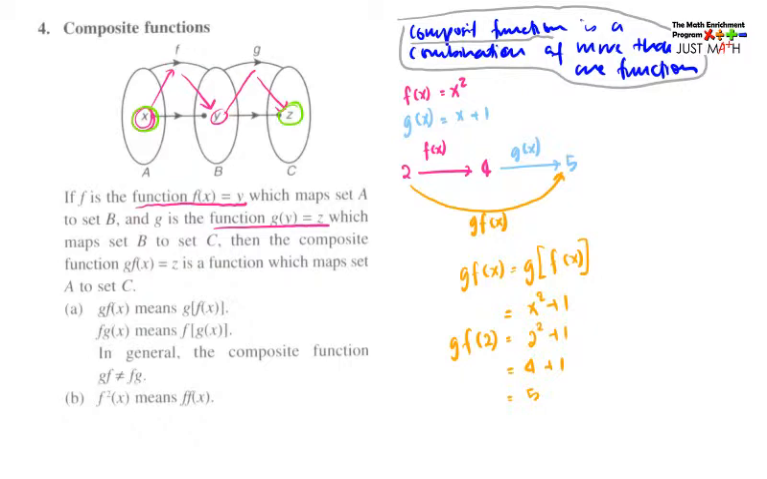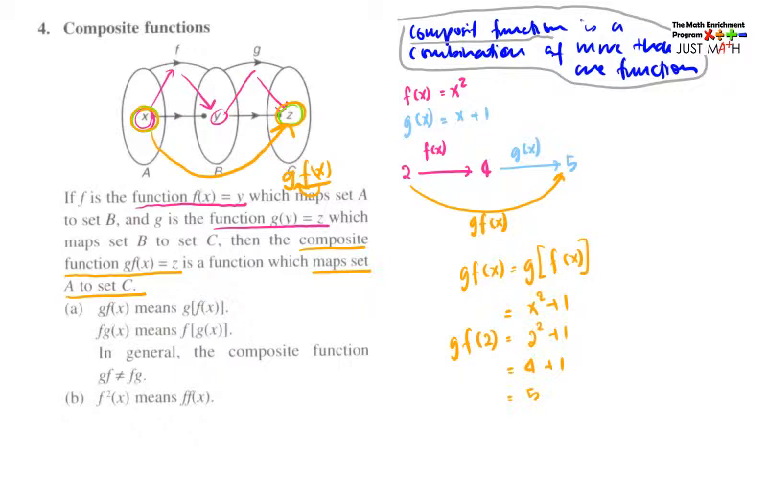So when x is mapped onto z, you write gf(x). That means the function f(x) is put into function g. So the composite function is gf(x) = z. That means you map set A onto set C, that is, this x you map onto z.